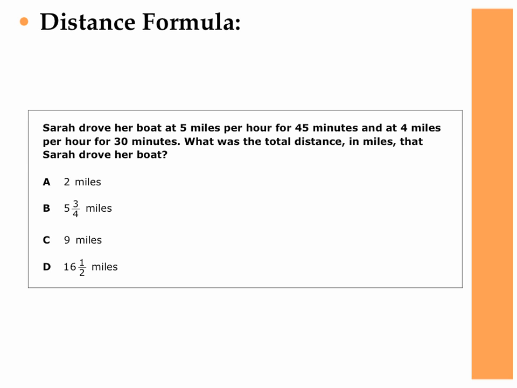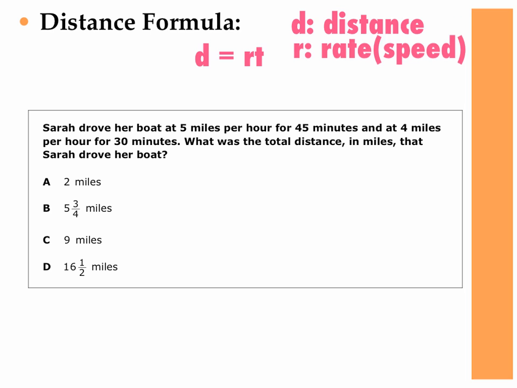The distance formula is distance equals rate times time, or D equals R times T. D stands for distance, R stands for rate or speed, and T stands for time. The example says Sarah drove her boat at 5 miles per hour for 45 minutes and at 4 miles per hour for 30 minutes. What was the total distance in miles that Sarah drove her boat?